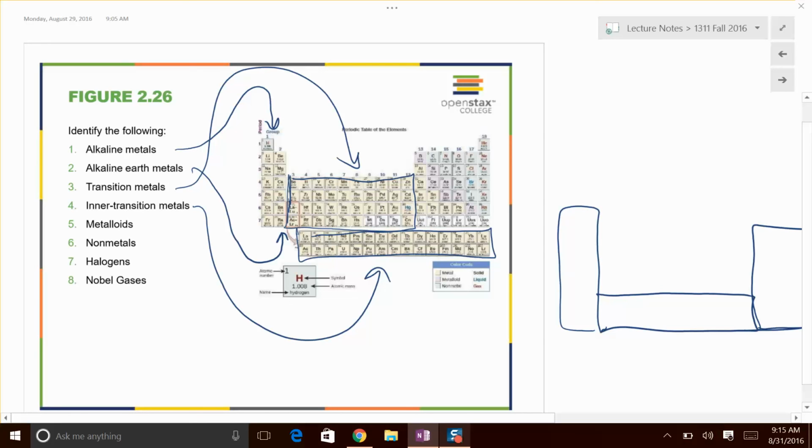Metalloids. You can see these kind of pink elements right there. Those are my metalloids. Metalloids have characteristics of both metals and nonmetals. If you think about the characteristics of metals, oh gosh, we're out of time. Metals lose electrons, they conduct electricity, etc. Metalloids kind of fall between the metals and the nonmetals. We'll finish that up next time.